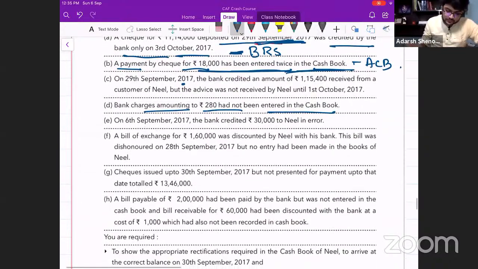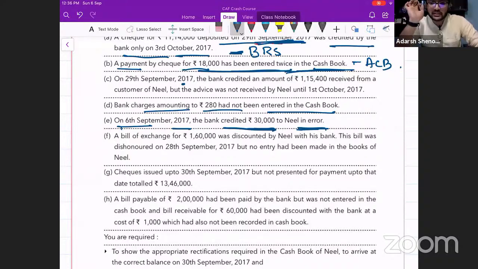Next one, on 6th September 2017, the bank credited 30,000 to Neil in error. Will this come in the adjusted cash book or not? What do you think? Many of you are saying yes. The bank is crediting in error. This is an error in the passbook, the bank's mistake. Should we rectify it in our adjusted cash book?